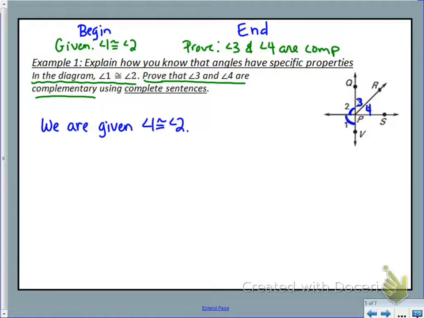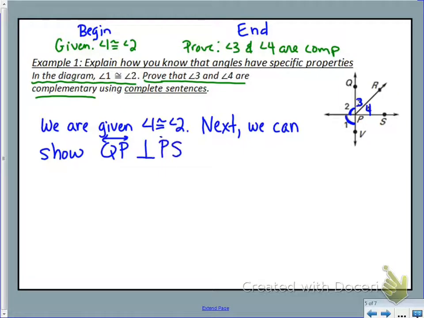So since we're given angle 1 is congruent to angle 2, we can go on to show that line QV is perpendicular to line PS. Let's do that now. Next, we can show line QP. Now keep in mind that line could have also been named as line PQ or PV or QV. Any 2 points on that line is acceptable to use. So we can show line QP is perpendicular to line PS.